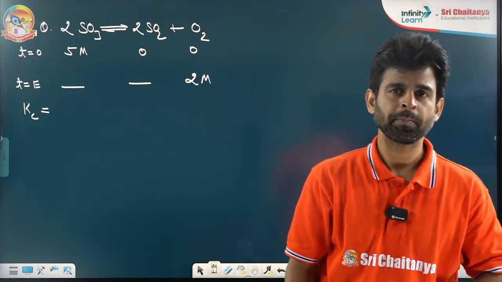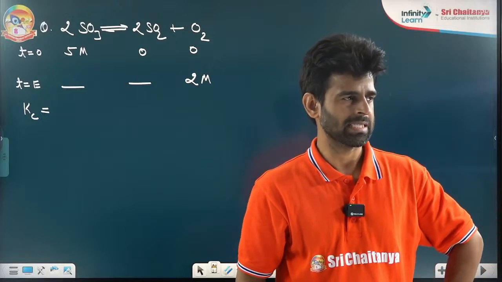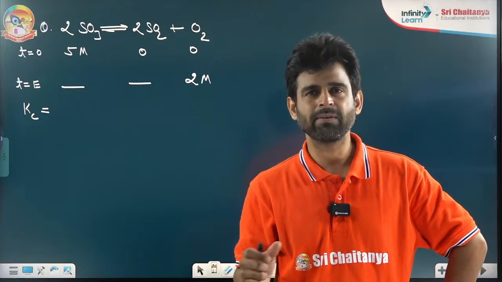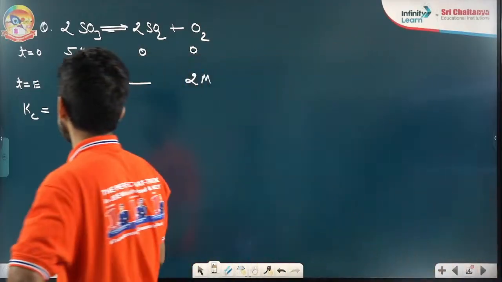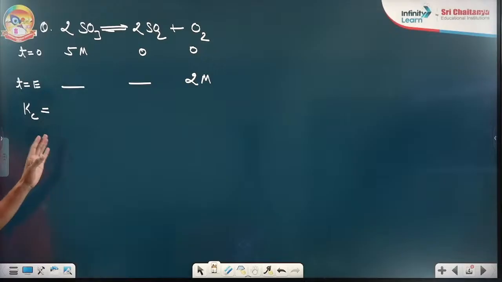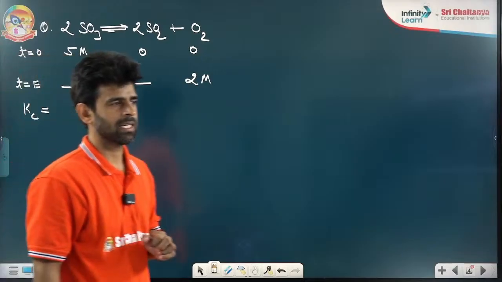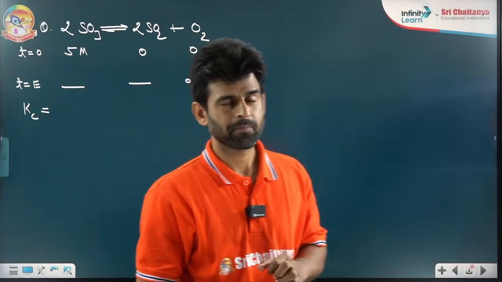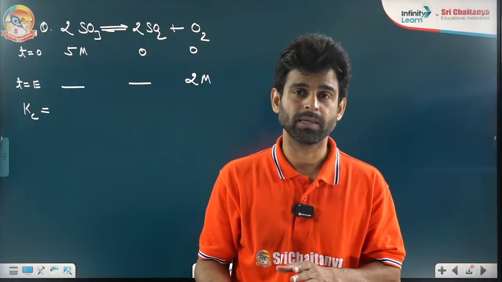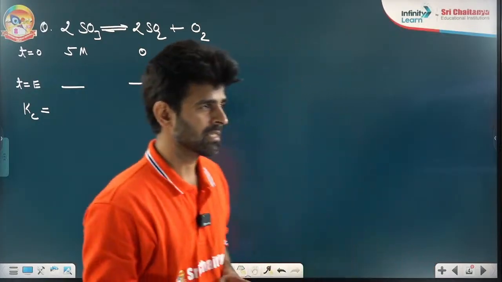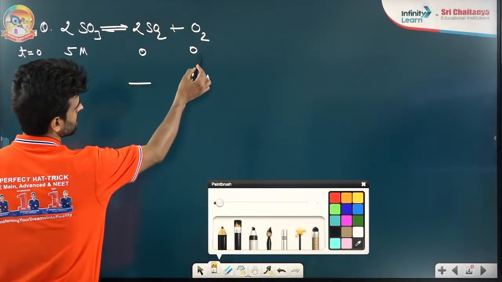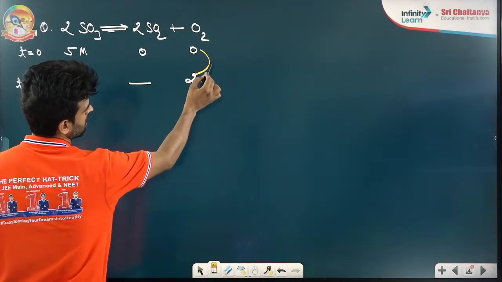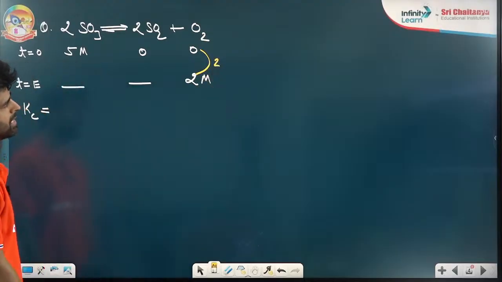Think about it. Everything is gas. If something will be solid, I will tell you. Everything is gas here, right? All are gases. Can you find Kc for this? Think how much product is formed. How much product is increased? Product will increase. Here product is increased how much, beta? 0 to 2. It is 2 formed, right?